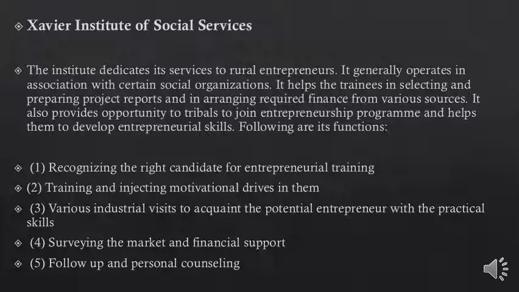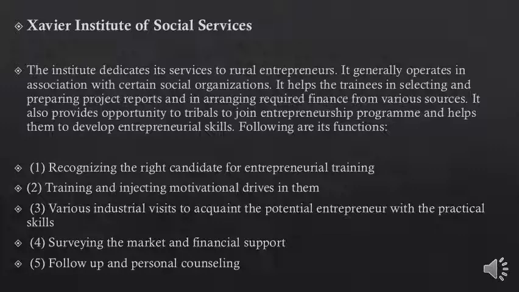Following are its functions. What are the functions of the Xavier Institute of Social Service? The first function is recognizing the right candidate for entrepreneurial training. First, identify good candidates for training. Second is training and injecting motivational drives in them. It provides training to new trainees and injects motivational drives, meaning it motivates them and increases their level of working.